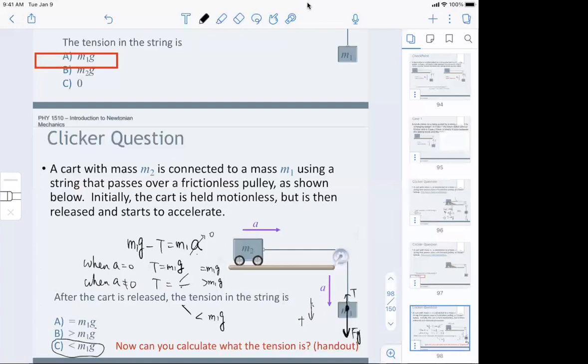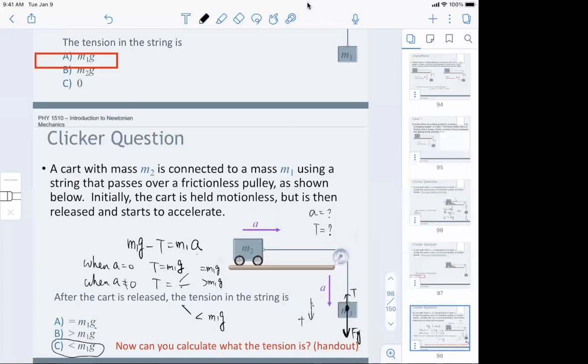If you have your handout, print it out, or if you just take your notes, your piece of paper, and try to work out what do you think? Can you calculate tension in this case? You see that in order to find tension, you need to know what acceleration is. So another question is, can you find the acceleration? And can you also find tension?